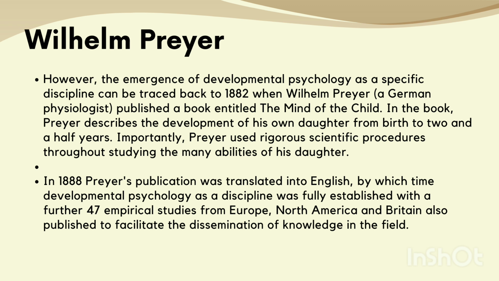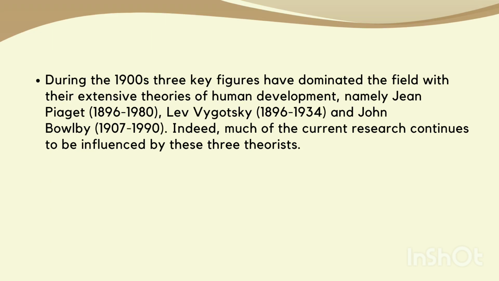In 1888 Preyer's publication was translated into English, by which time developmental psychology as a discipline was fully established, with a further 47 empirical studies from Europe, North America, and Britain also published to facilitate the dissemination of knowledge in the field. During the 1900s, three key figures dominated the field with their extensive theories of human development, namely Jean Piaget, Lev Vygotsky, and John Bowlby. Indeed, much of the current research continues to be influenced by these three theorists.